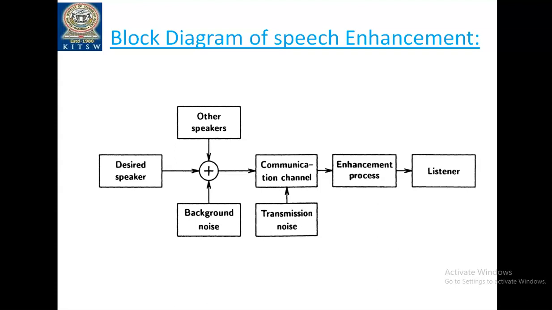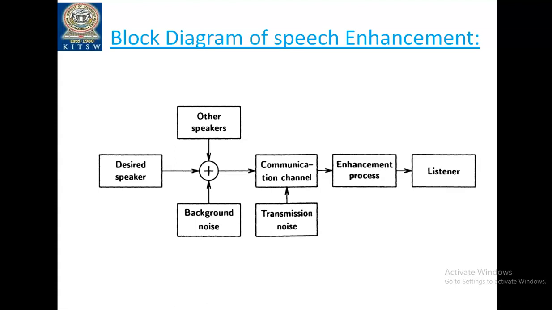Alright, so this is a block diagram of speech enhancement that we already know. The desired speaker and other speakers are also going to be interfering with the desired signal, and the background noise is also going to be there. So there is a sum of all the signals at the output of the adder, and that will be processed and transmitted to the communication channel, through which the transmission noise is also going to be incorporated. So at the output of the communication channel we are expecting a noisy signal, and from that noisy signal we need to enhance the quality of the speech signal, that is the desired one.